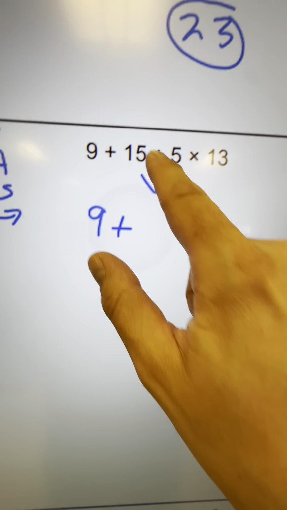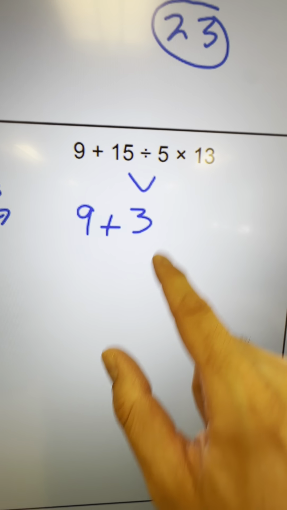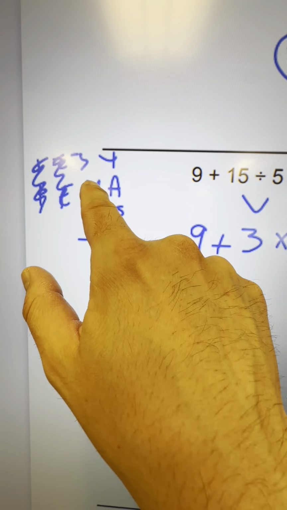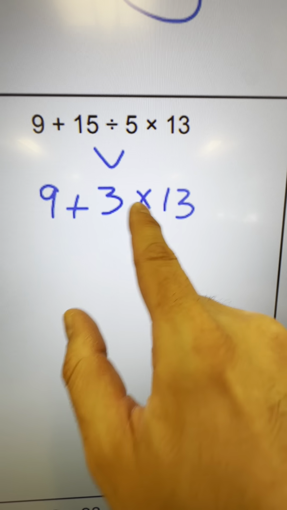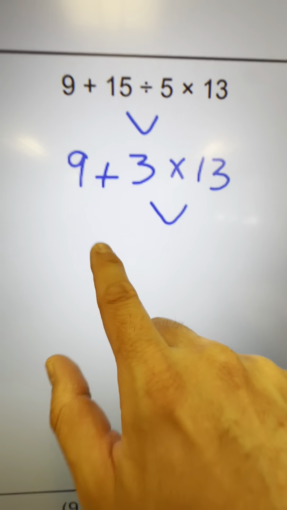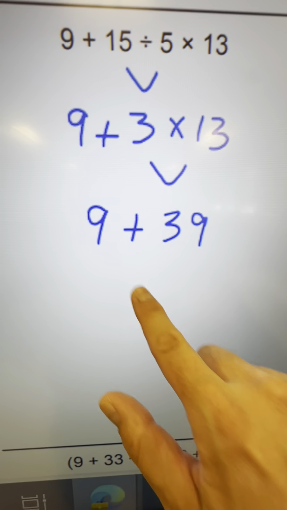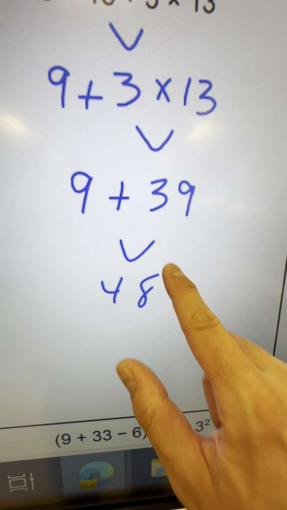So 9 plus 15 divided by 5 is 3. Bring down the rest, times 13. And now we're still on step 3, so look for multiplying or dividing, which does pop up right here. Multiply these together, and we're going to get 9 plus 39 when I multiply these. And clearly the last thing to do is just add these, which is a total of 48.